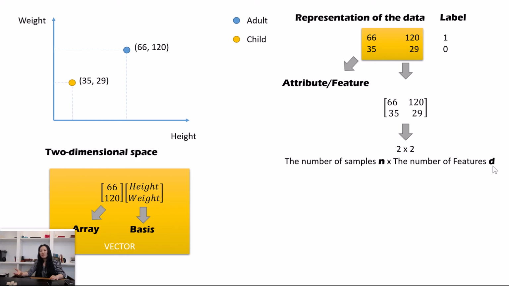This is a two-dimensional space, but we can have higher dimensional space. For example, we can add age for the person, so that will become a three-dimensional space. If we have 100 people, this is how the data will look like. It will have 100 rows for 100 people and 2 columns for height and weight, and be consistent with how we capture the height and the weight of the people.